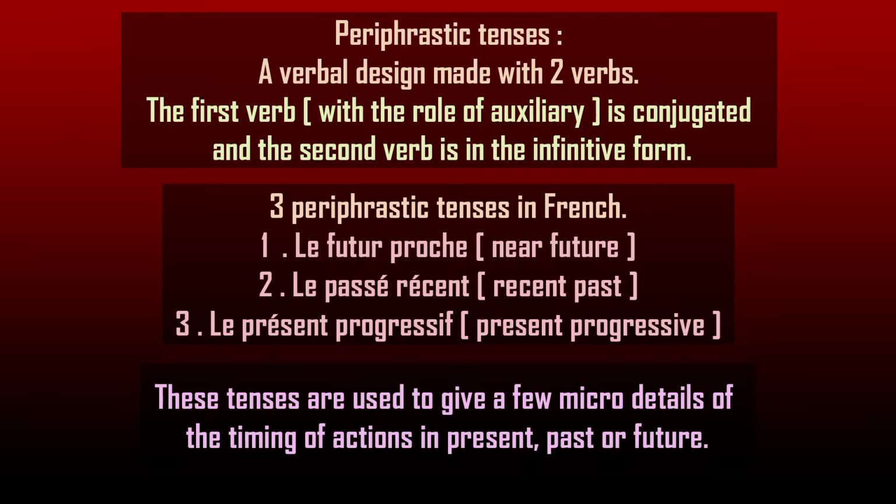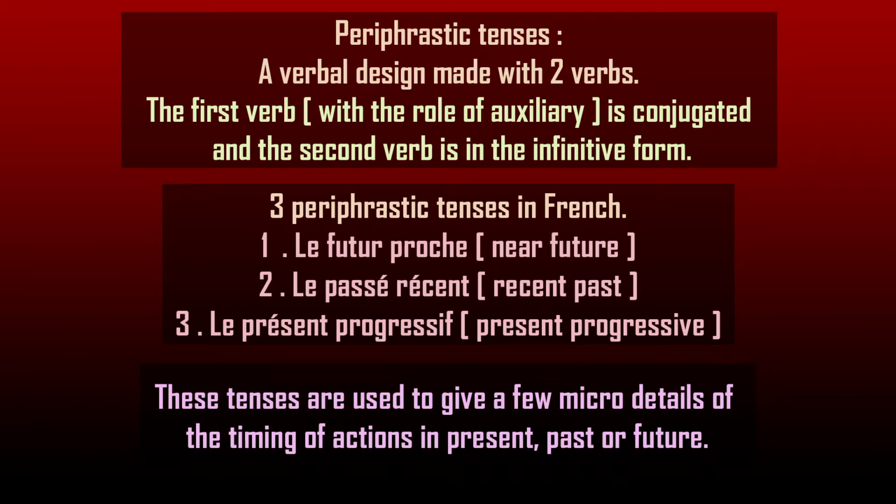It's a verbal design made with two different verbs. The first verb, with the role of the auxiliary, is conjugated. The first verb alone is conjugated and the second verb is written in the infinitive form. The three periphrastic tenses in French are number 1, le futur proche, near future or immediate future; number 2, le passé récent, recent past; and 3, le présent progressif, present progressive.